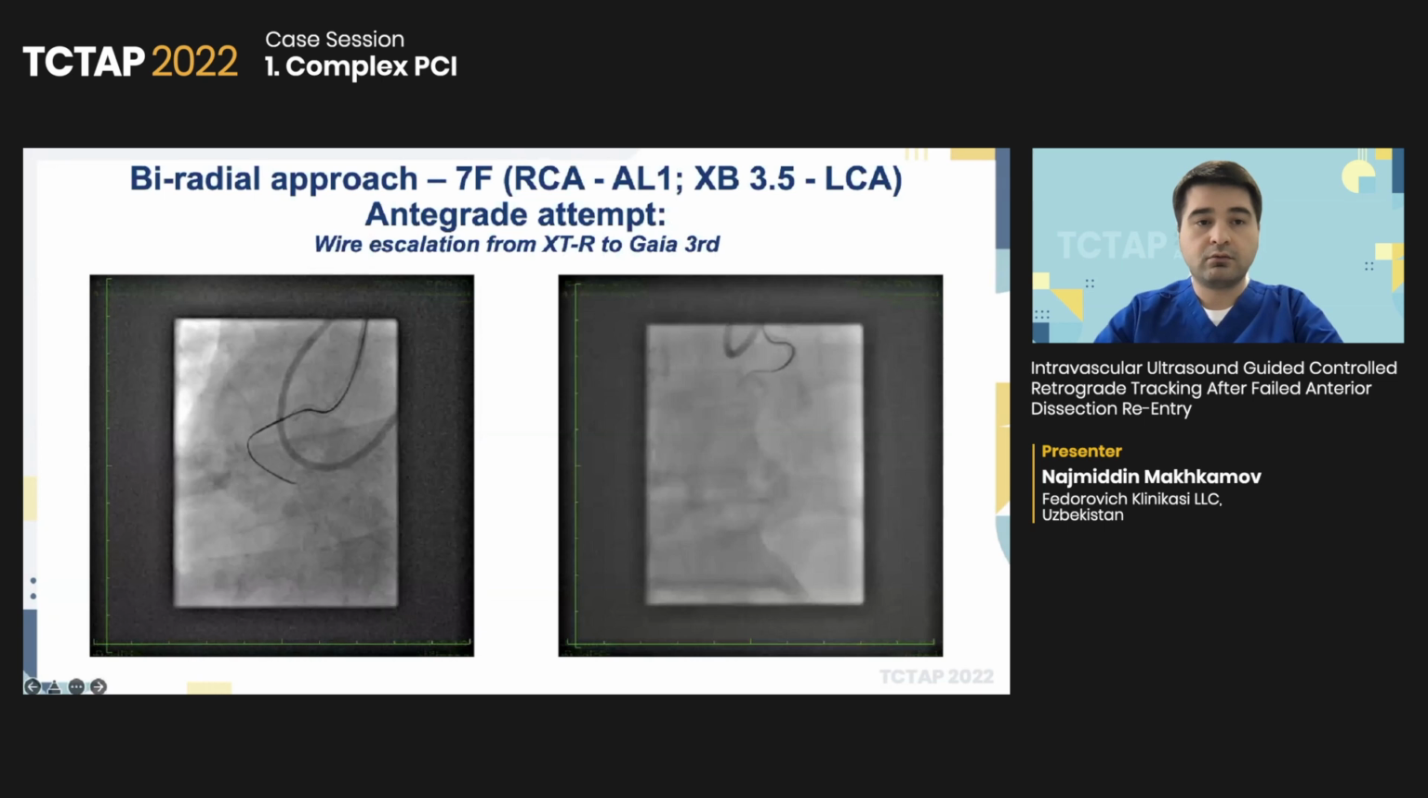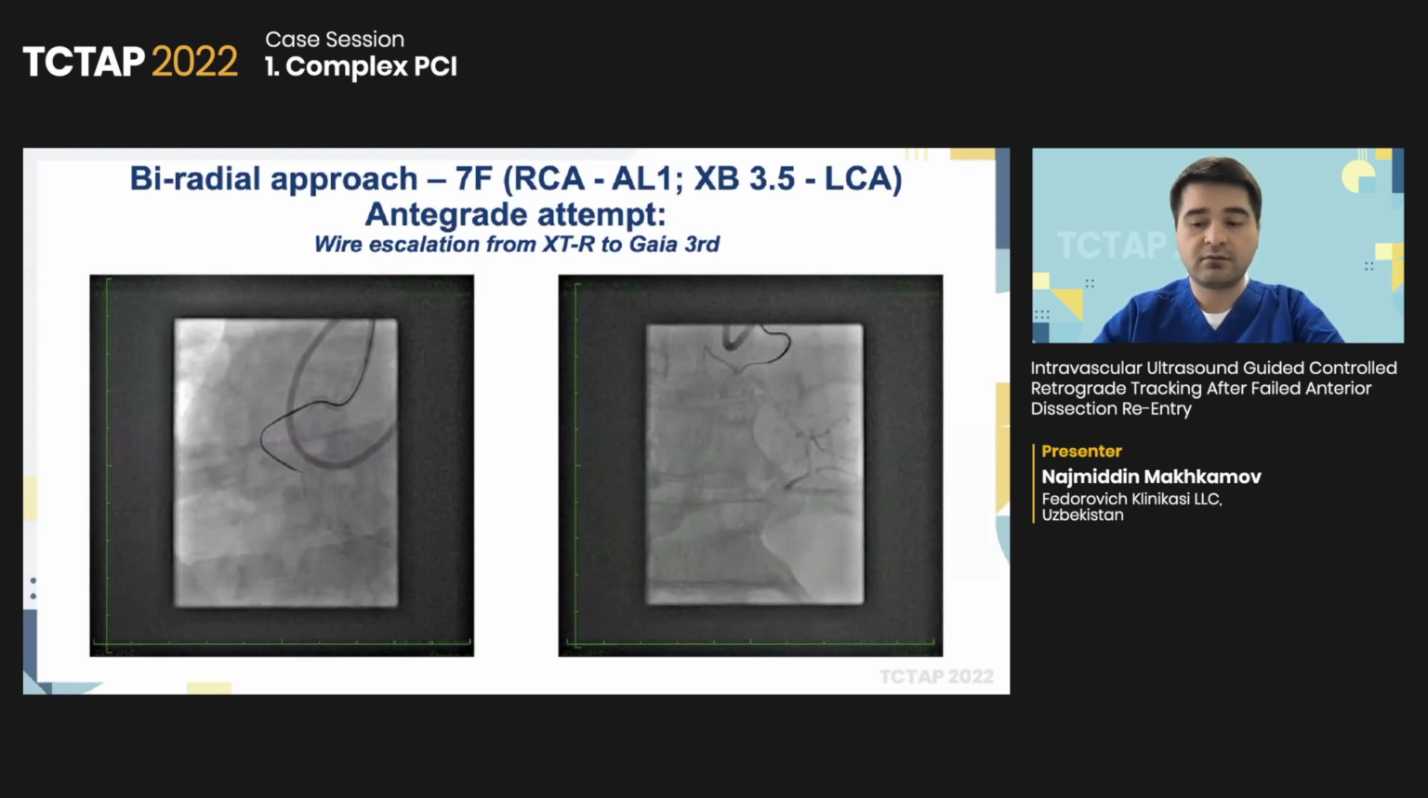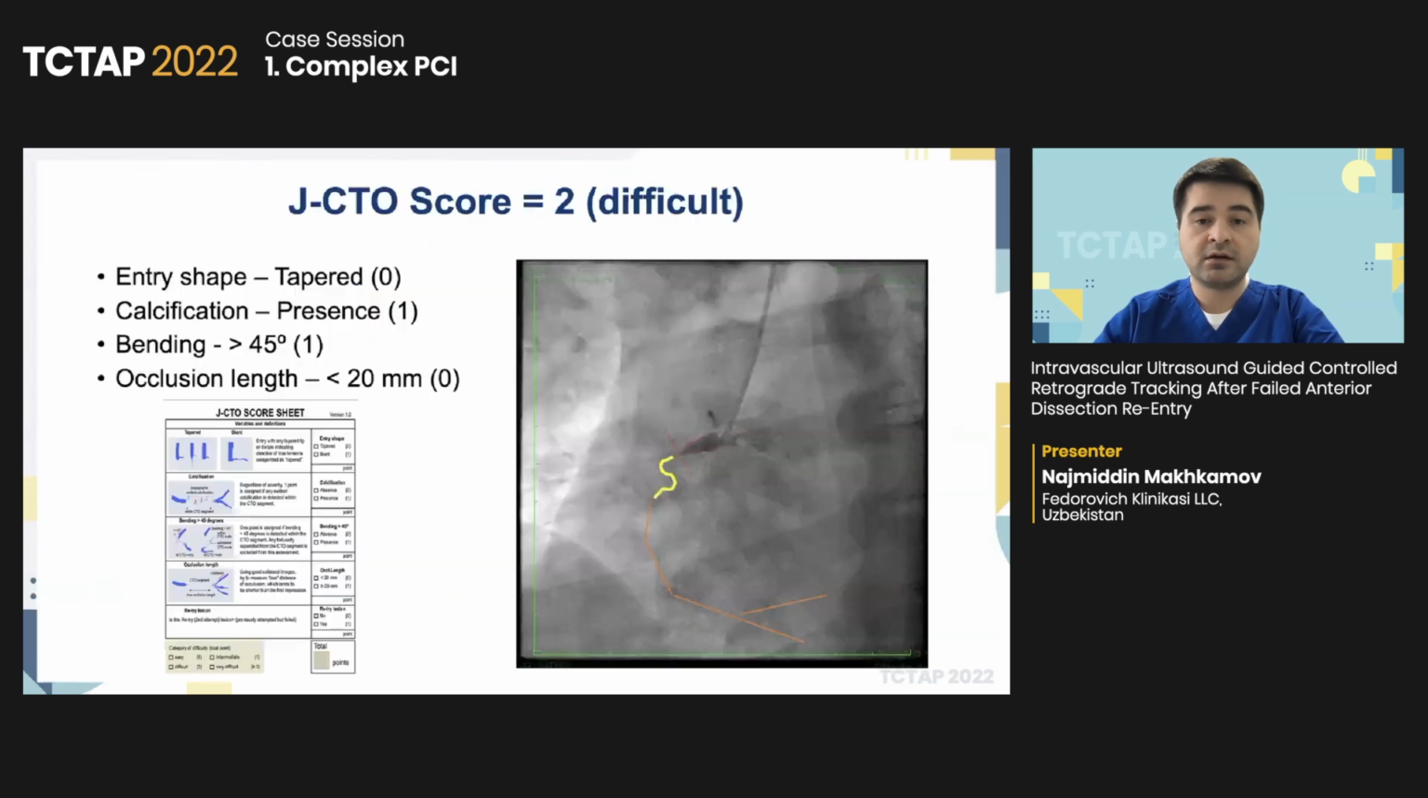and there was just a short occlusion. So we did a biradial approach with 7 French, AL1 to the right coronary artery and EBU 3.5 to the left coronary artery. We attempted to go antegrade with wire escalation from XTR to the Gaia Sort. Unfortunately, we couldn't pass the CTO lesion. So by J-CTO score, this was a 2.